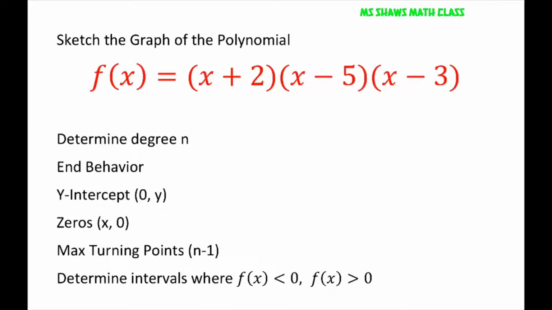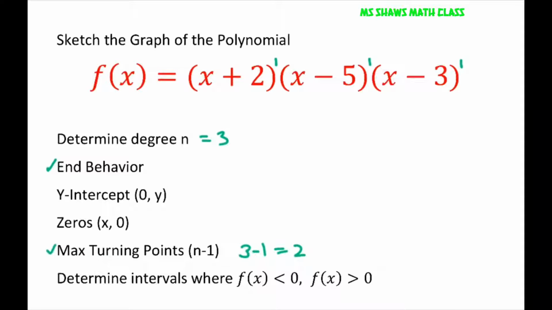Hi everyone, we're just going to sketch a graph of this polynomial, and let's fill out some information first. The degree of this polynomial, since this is not in standard form, we're just going to put ones there because these are all to the first power. Just add those ones up and that equals 3. So we have a maximum number of turning points of the graph at 3 minus 1, which equals 2. All right, we're going to discuss end behavior in just a minute.